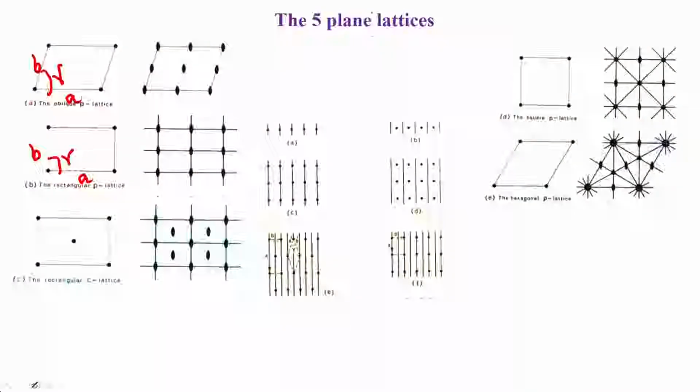So, we have been discussing the 5 plane lattices in the last class, and we discussed the oblique P lattice. We also discussed the rectangular P lattice, and we found that there are 2 ways in which we can represent this rectangular P lattice. One is to show the points along the line of symmetry and show the points halfway between the lines of symmetry, and both these will now give rise to the rectangular P lattice.